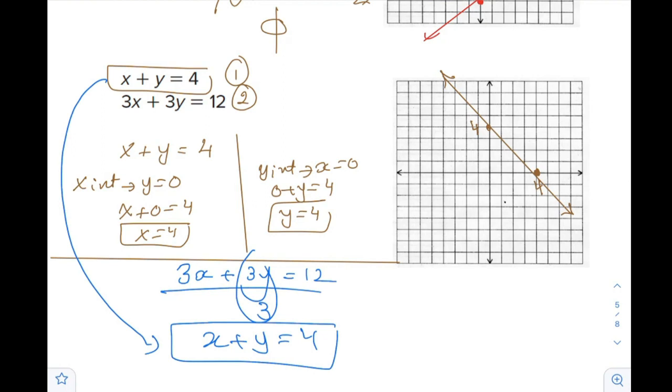We should expect that. So the second line will be on the first line. نفس المعادلة بالضبط. So infinitely many solutions here. All of these points are points of intersection.